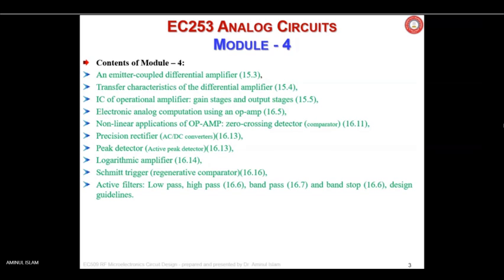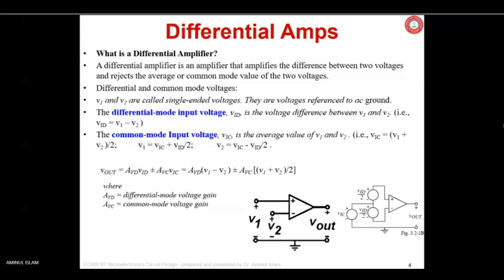Then peak detector, active peak detector, op-amp based peak detector, logarithmic amplifier, Schmitt trigger, again using the op-amp, active filters using op-amp. So these are the topics, application of op-amp basically. At the beginning, we'll study the differential amplifier, and then its application you have to study in this module. We are going to know some definitions applicable for differential amplifier as well as operational amplifier.